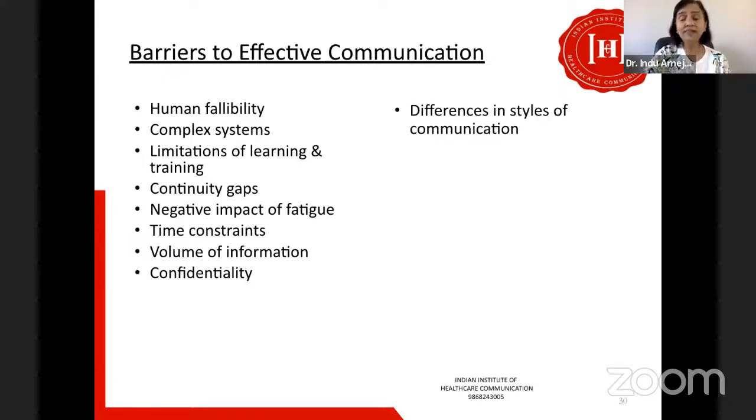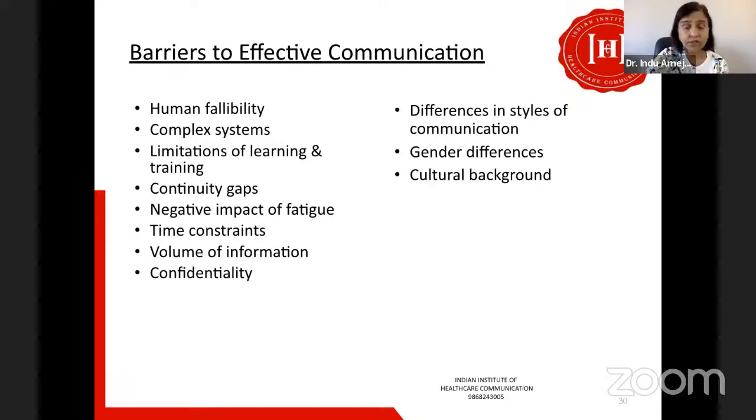Then there is a difference in styles of communication. Some people like to speak more, some like to speak less, some like to give more information. There can be gender differences also, especially communicating with the opposite gender can be a challenge for some, so they may not hand over in a proper manner. There can be cultural concerns also, where you don't have that culture of communicating with a person of another sex, so that can come as a barrier.